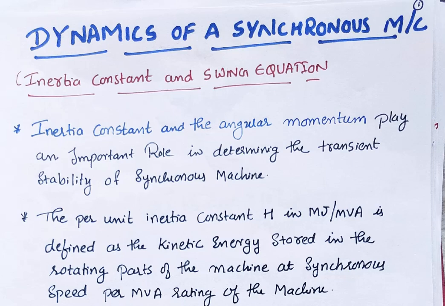So now we will study the dynamics of a synchronous machine. Usually the swing equation describes the dynamics of a synchronous machine. To derive the swing equation we require the inertia constant. So basically, what is this inertia constant? The inertia constant and the angular momentum play an important role in determining the transient stability of the machine. Transient stability means a large disturbance occurring in the system, which comes under rotor angle stability.